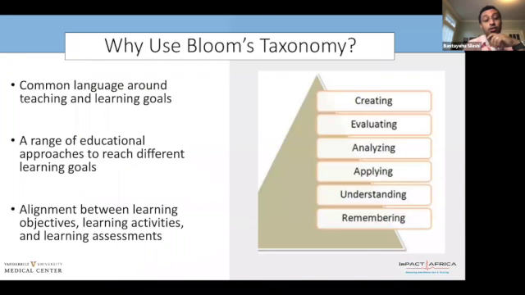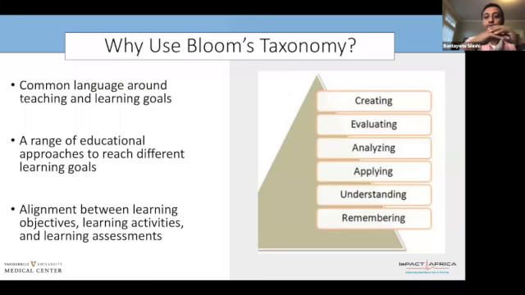As I mentioned earlier, the whole goal of Bloom's taxonomy is to give you a common language around teaching and learning goals. And depending on what you're trying to teach, it allows you to design your courses to reach that level of complexity. It helps you align between learning objectives, learning activities, and learning assessments.